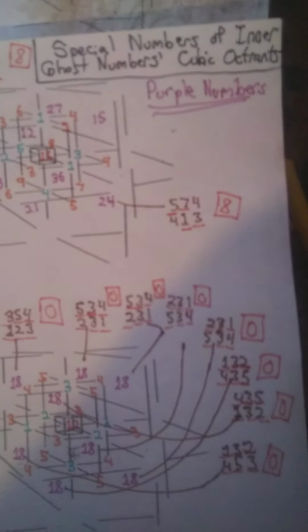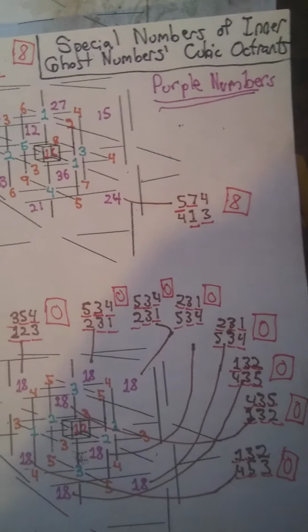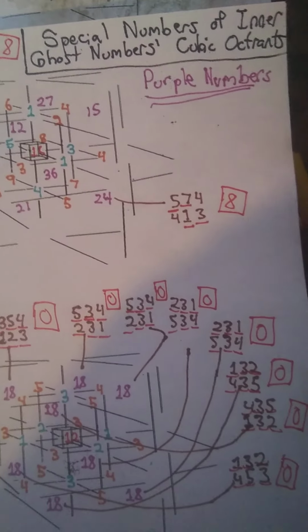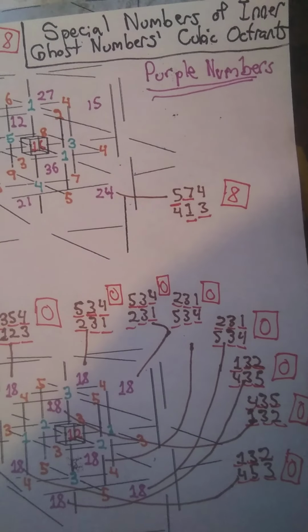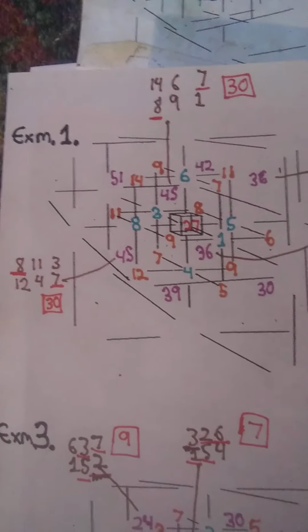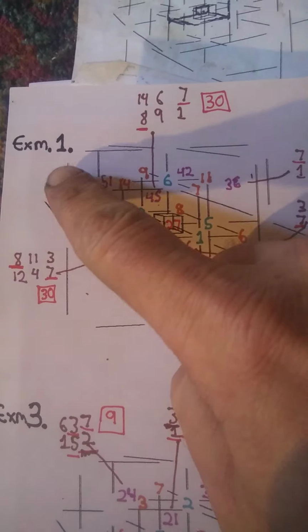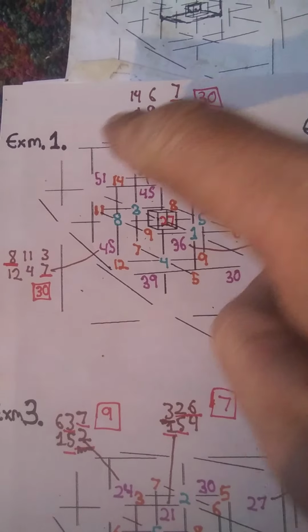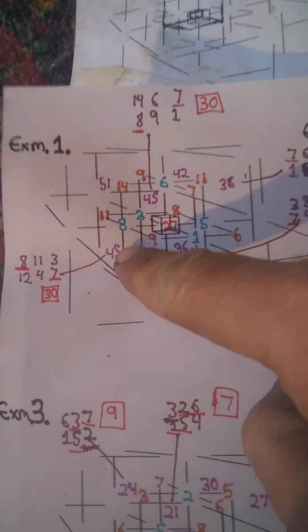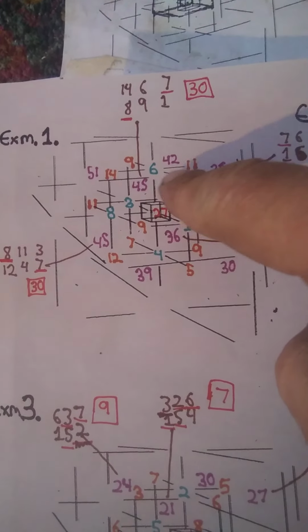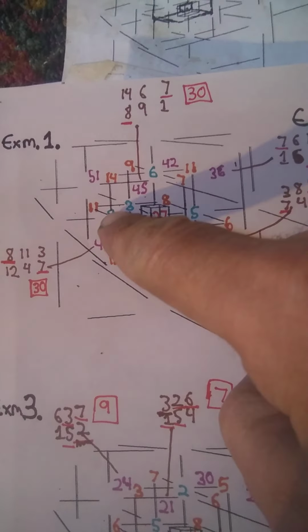I'd like to discuss the special numbers of the inner ghost numbers, the cubic octrants. These are the purple numbers, the ones that I color purple, which is also a name of a movie. Anyway, this is example 1. 45 occurs twice on here. The cubic numbers are the cubic numbers of these openings, these octrants.